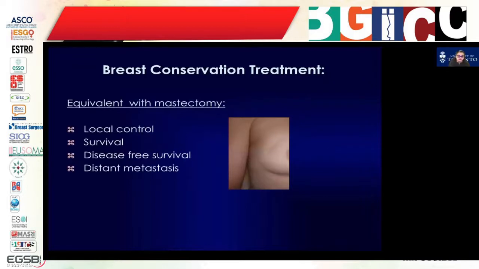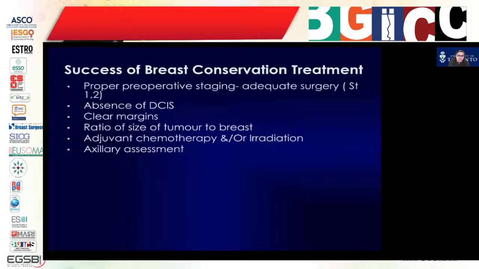This is a nice example of a breast conservation surgery, and the benefit that was shown is it's good enough for local control, for survival, disease-free survival, and also distant metastasis. The success of breast conservation treatment depends on proper preoperative staging, absence of associated DCIS, clear margins, the ratio of the breast cancer to the size of the breast, and of course, adjuvant and neoadjuvant treatments and radiation, and axillary assessment. So all these things put together really allow breast conservation treatment to be successful.